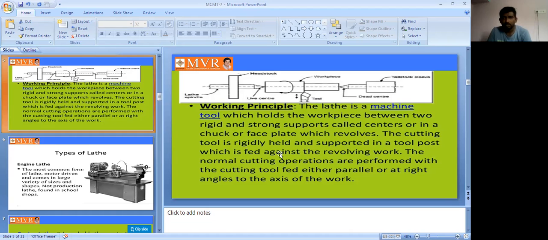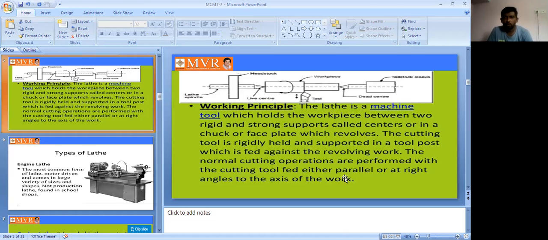The cutting tool is rigidly held and supported in a tool post, and it is fed against the revolving work. The normal cutting operations are performed with the cutting tool, fed either parallel or at right angles to the axis of the work. So that is the working principle.